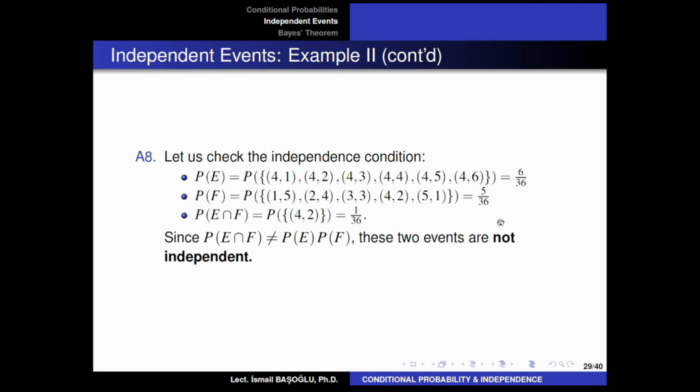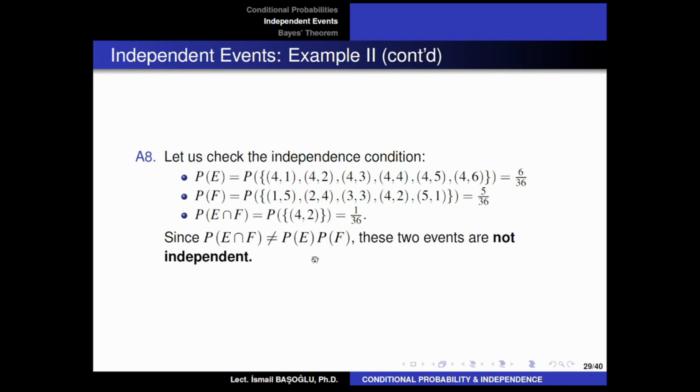And finally, the probability of E intersection F. Remember, E represents the first die to be equal to 4, and F represents the sum of the two outputs to be equal to 6. And this is only possible with one outcome, which is (4, 2). And this single outcome has probability of 1 over 36.